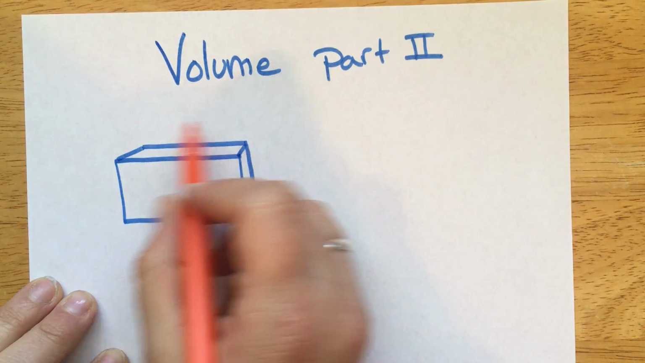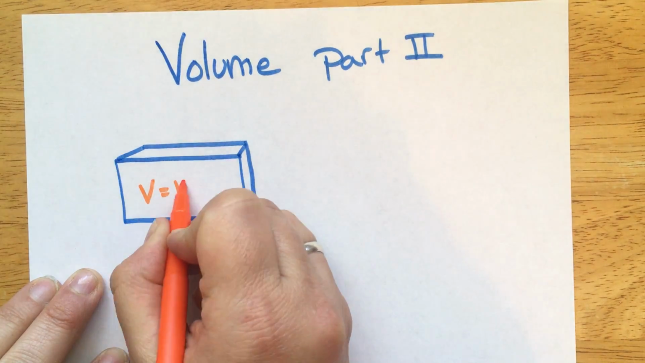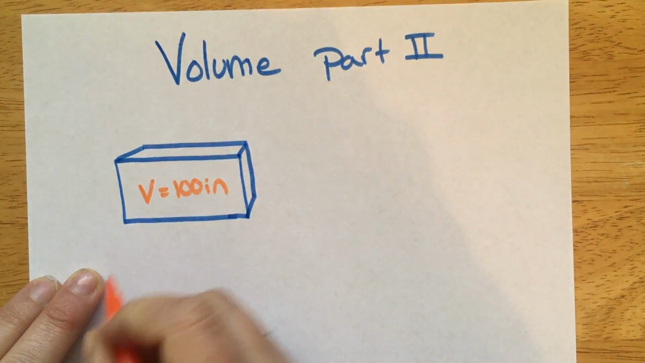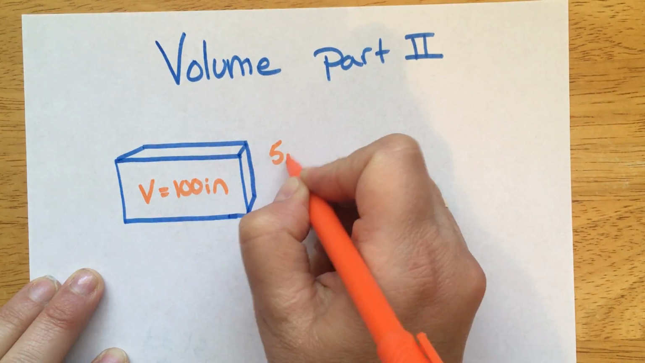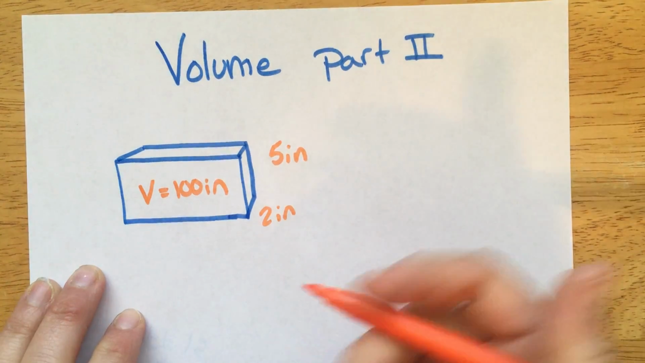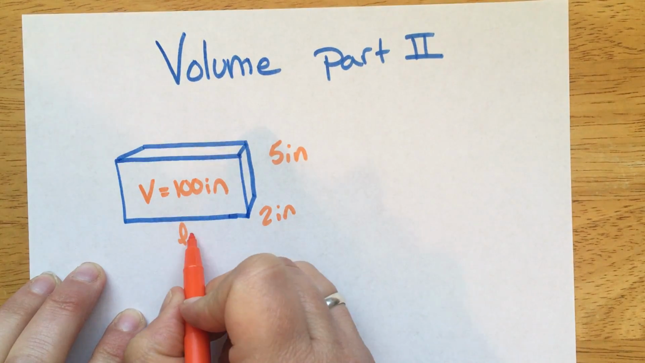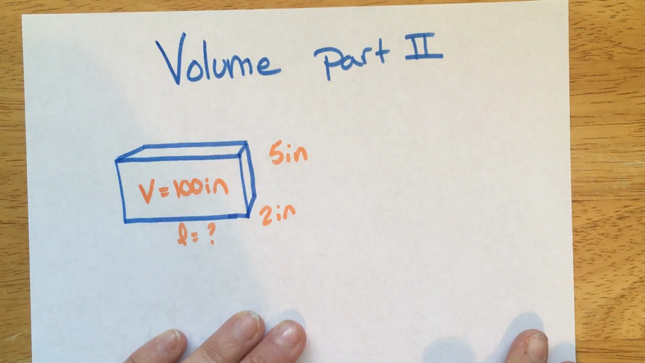So volume. If I have this rectangular prism and I say the volume is equal to 100 inches, and I'm saying the width is 2 inches and the height is 5 inches, I'm going to take a look at this and say, well, what about the length? What is the length? That is my missing number right now, and I don't know what it is.